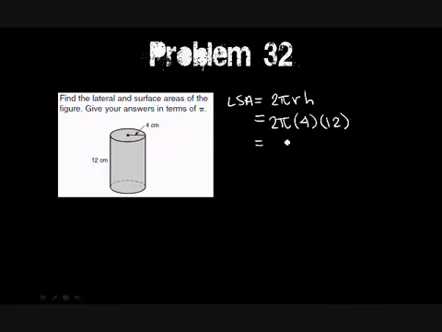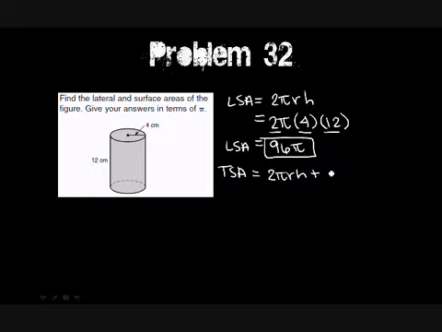Since we're leaving it in terms of pi, I'm not going to put the pi in the calculator. So 2 times 4 times 12 would be 96, and then there's the pi. And that would be your answer in terms of pi for lateral surface area. And then for total surface area, we have this formula. We've already done 2 pi RH, that's 96 pi.